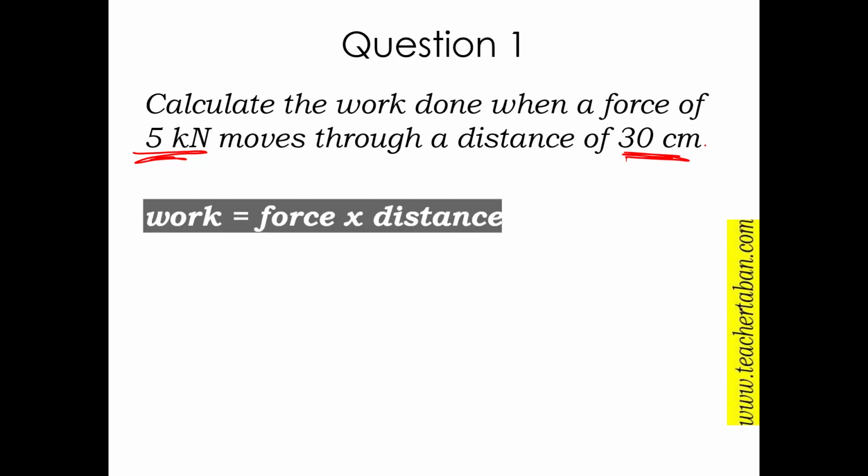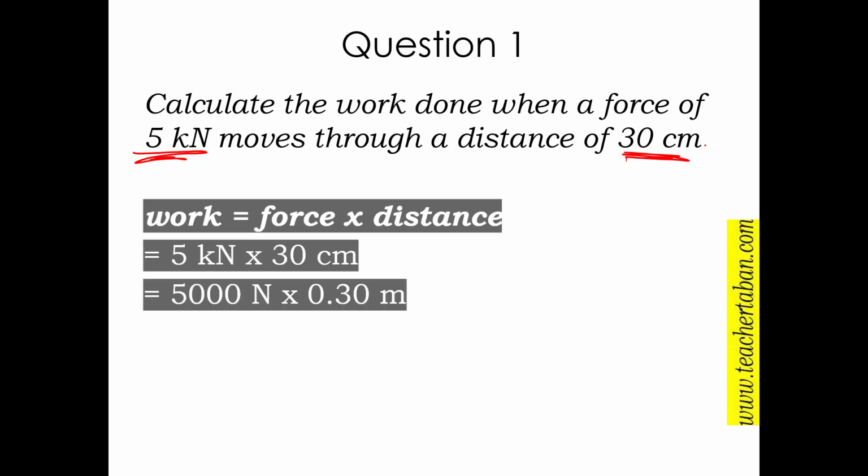So from work done is equal to force times distance, our 5 kilonewtons into newtons is the same as 5,000. The word kilo means 1,000. Then 30 centimeters, changing it to meters, we get 0.3 meters. So multiply those two, you'll get the answer as 1,500 joules.